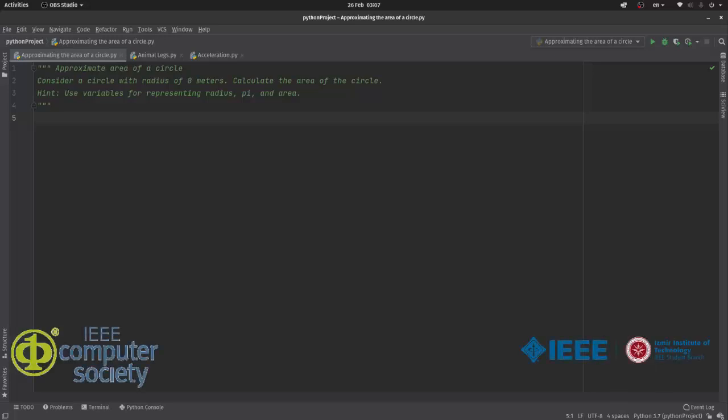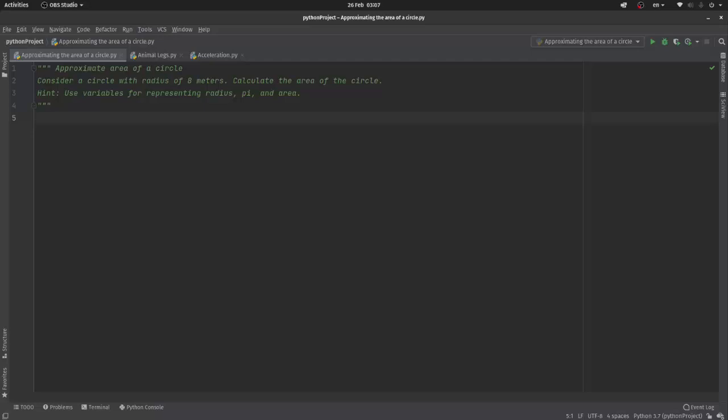Hello everyone, in this video we're going to solve some problems involving basic arithmetic operations and data types. So let's start with the first problem. It says approximate area of a circle. Now consider a circle with a radius of 8 meters. Calculate the area of the circle. And there's a hint which says use the variables for representing radius, pi, and the area.